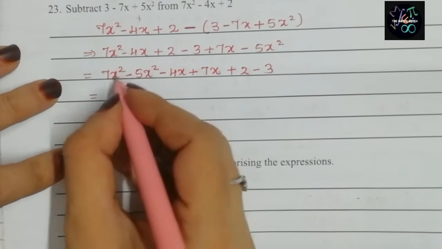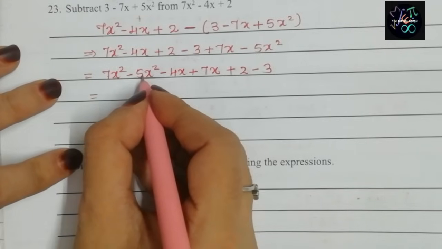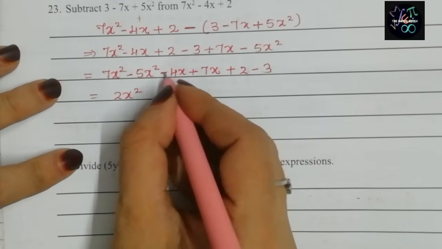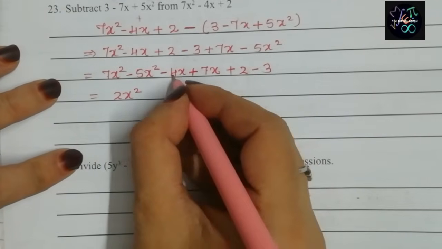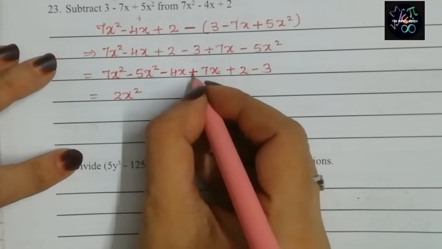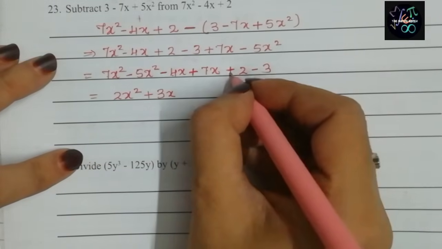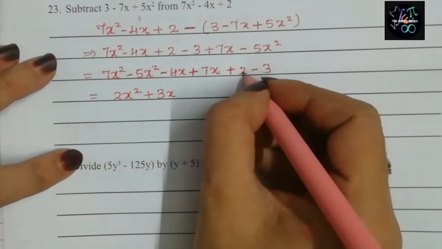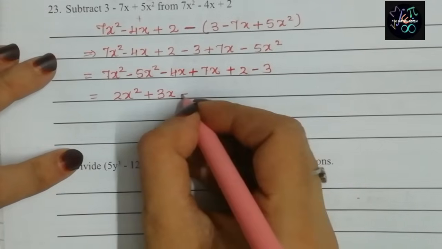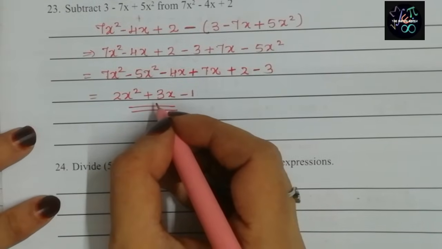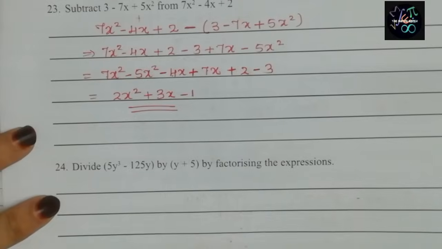Let us solve now. These are the like terms. 7 minus 5 is 2, 2x square. Minus plus minus, 7 minus 4 is 3. The bigger number is plus, so plus 3x. Minus and plus, so 3 minus 2 is 1. The bigger number is minus, so this is the answer: 2x square plus 3x minus 1. Let us see the next question.